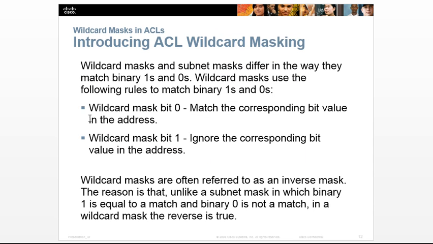So I've talked about it, but here they want to make sure you understand how wildcard masks and subnet masks differ in the way they match the binary ones and zeros. Wildcard masks are the exact opposite. If a wildcard mask bit is a 0, it matches the corresponding bit value in the address. If it's a 1, then we ignore it. Wildcard masks are often referred to as an inverse mask. Unlike a subnet mask, where a binary 1 means match and a 0 means not a match, the reverse is the case in the wildcard.